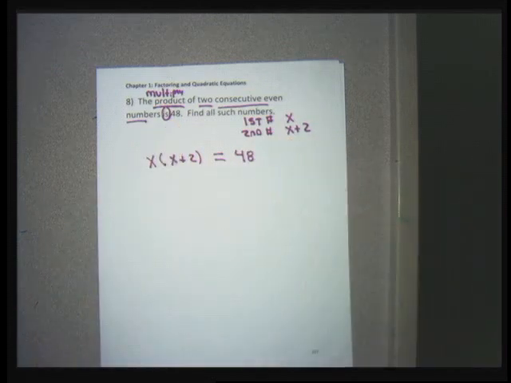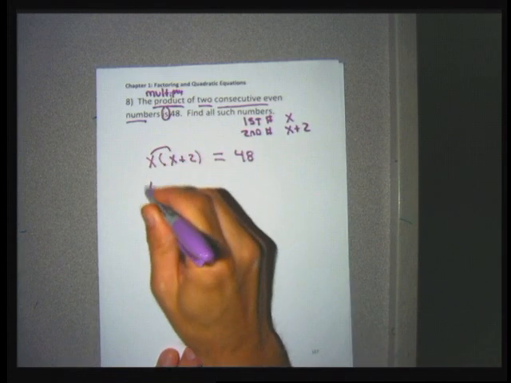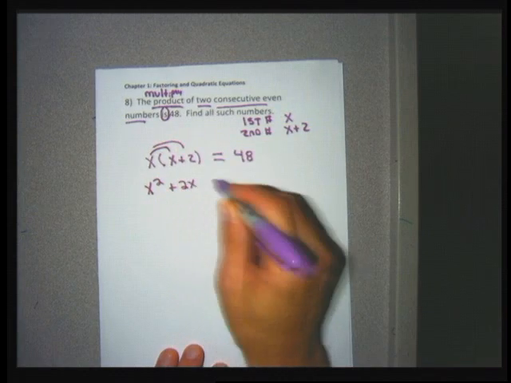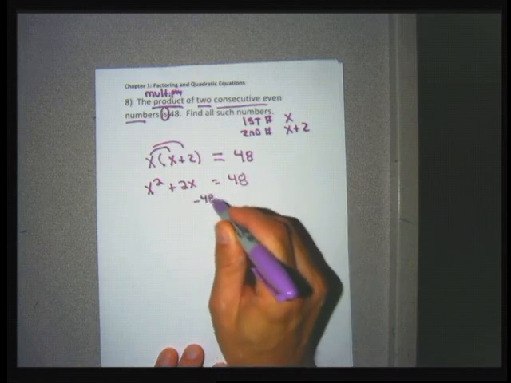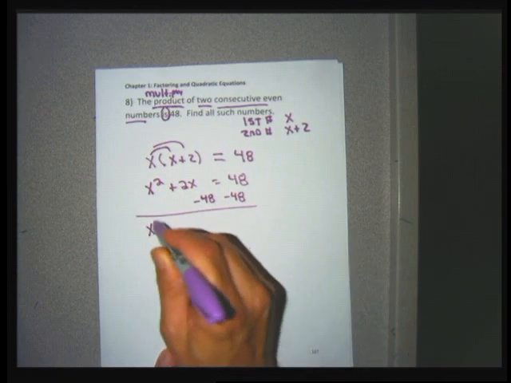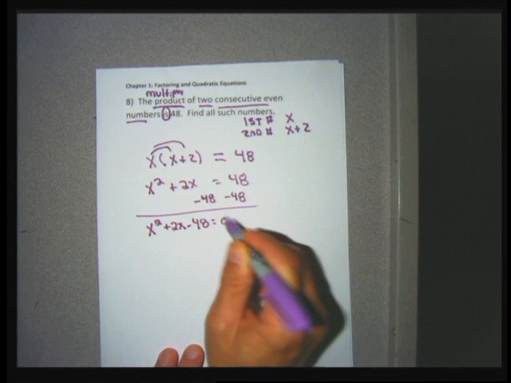So just like the last problem, I'm going to do all the algebra to solve this. I'm going to get 2 values for x, and each x needs to be paired up with the number that's bigger than it by 2. So clear the parentheses. X times x is x squared. X times 2 is 2x. And then that equals 48. I need to solve by factoring, which implies I need to get it set equal to 0. So I'm going to get x squared plus 2x minus 48 equals 0.